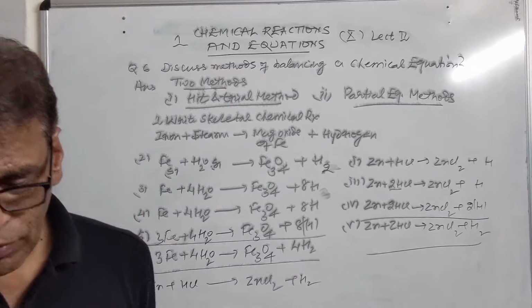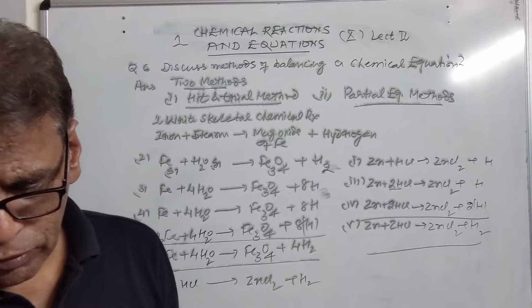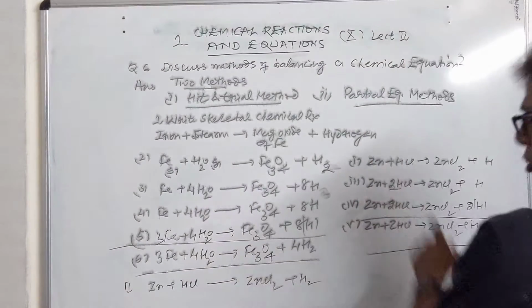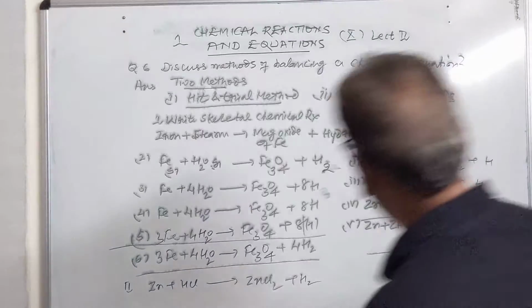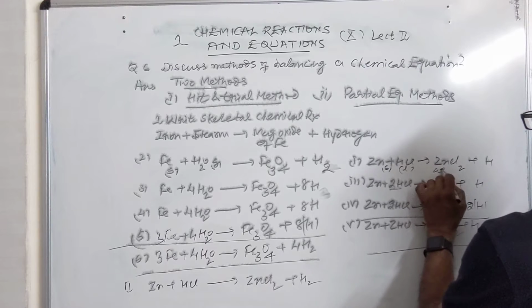Then we have another balanced chemical equation. After this, we have to write the physical states of the reactants. This was solid, so we will write it for solid. It was in the liquid state, it was in the aqueous state.